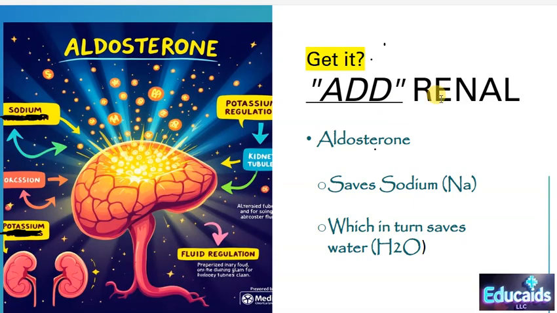So the adrenal gland releases aldosterone. Your kidney starts to conserve sodium, which then in turn saves water. So this is our adrenal gland. It's releasing aldosterone. It says, hey, we're going to save our sodium and hence save our water. So it is our third fluid regulation compensatory mechanism.